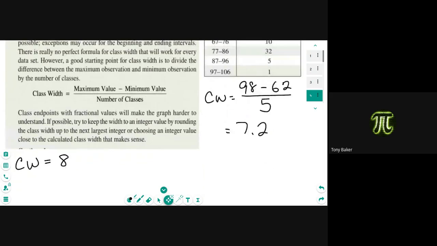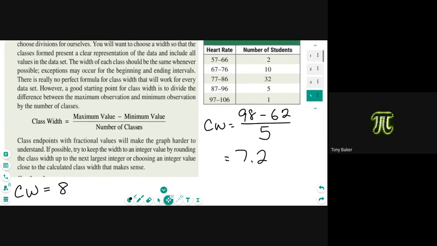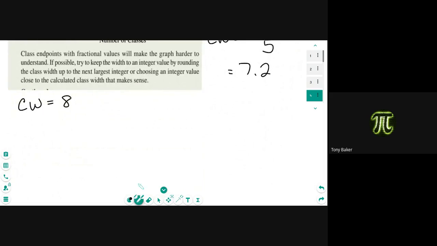If you notice when they did it, they did 10 and they started at 57. Do we have to start at 57? No. What's the lowest number that we have to have in our table? 62. So we have to start at least 62. I'm going to start at 60 just because I want to start at an even number. So again, it doesn't make much difference where you start. So I'm going to go 60. I want a class width of 8.